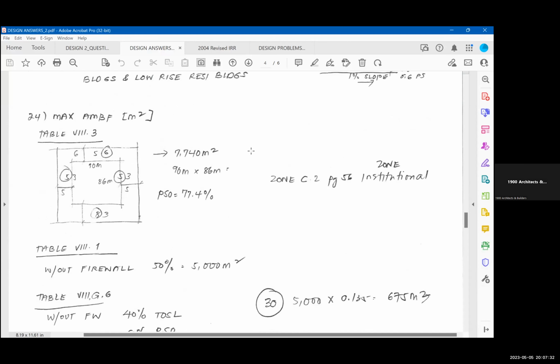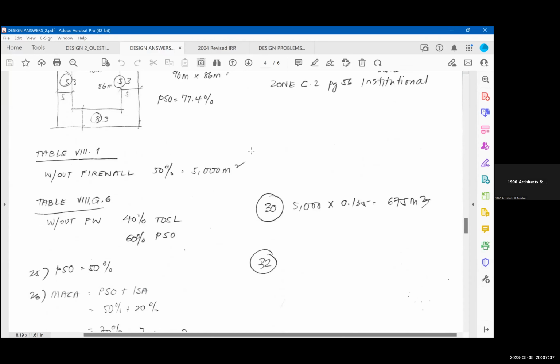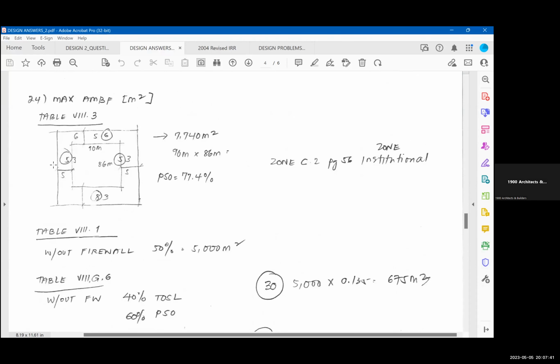So for number 24, pinakita ko lang kung paano natin nakuha yung AMBF, okay? So, first is by setbacks. So, minus natin yung setbacks, which is we will have 90 by 86, 7,740 ang lalabas na sagot.